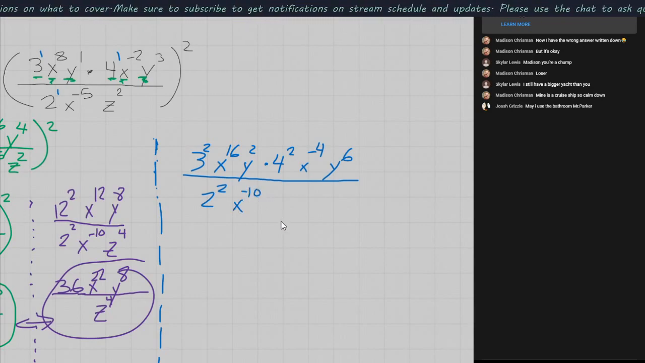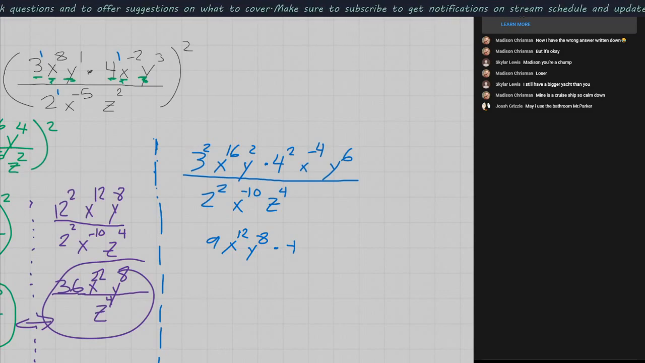x to the negative 10th and z to the 4th. So now, again, you're going to add or subtract. I would just go ahead and add the top and then subtract the bottom once you're all solved out, because there's nothing you have to solve for down here except for 2 squared. So 3 squared is 9. X to the 16th minus 4 is going to be x to the 12th. Y squared plus y, times y to the 6th is going to be y to the 8th. And times 4, times 16.